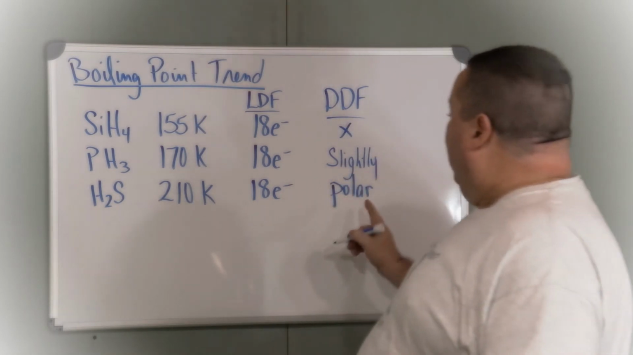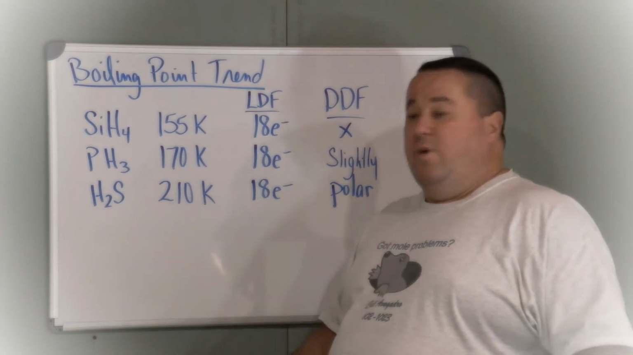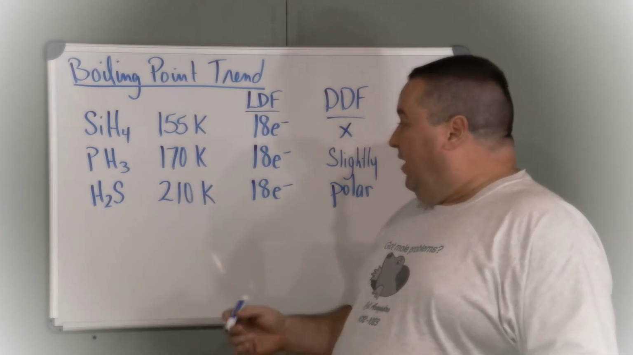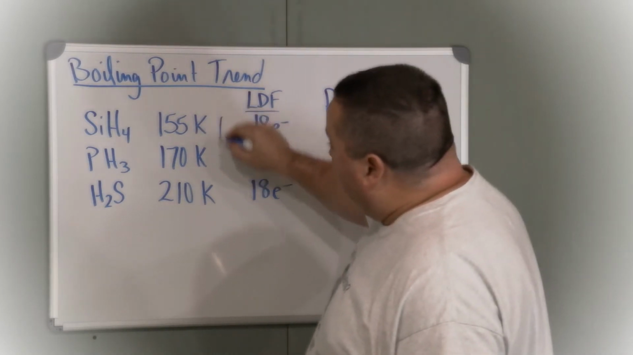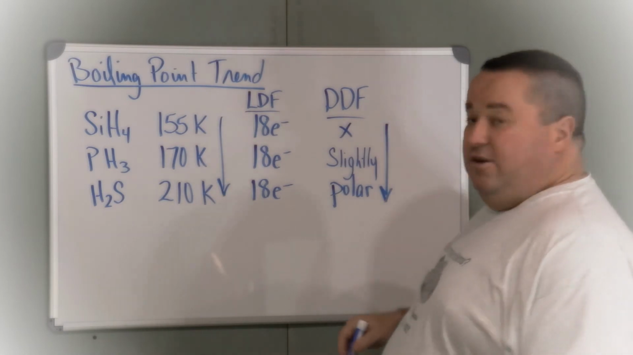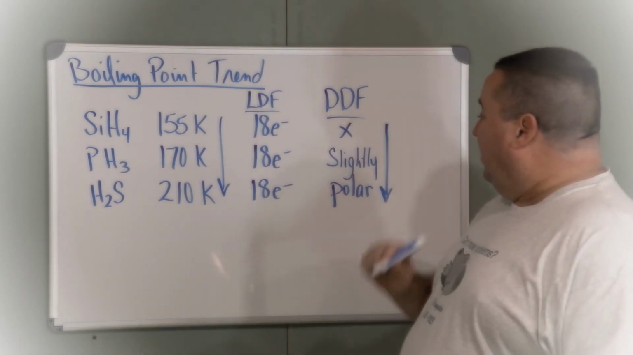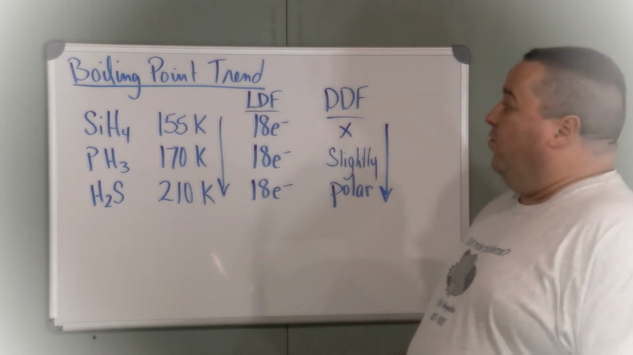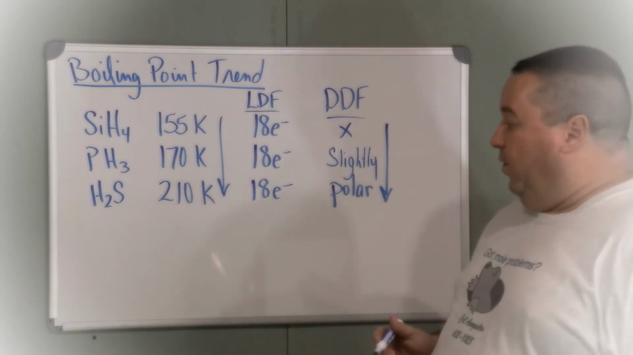So the one that is the most polar, the H2S, would be expected to have the highest boiling point, and it does. We see that for these three, there is a trend here as the polarity increases from non-polar to slightly polar to more polar. We also see a corresponding increase in boiling point.